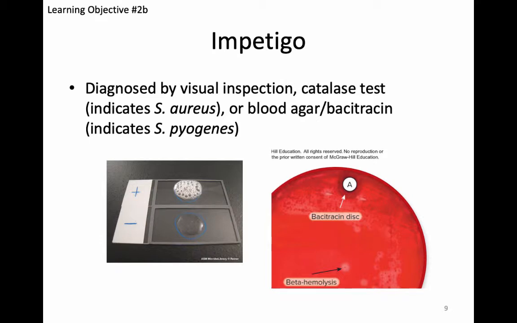Also, you can spread a swab from the wound onto blood agar, and then see if the microorganism is sensitive to bacitracin, which is an antibiotic. So the way this is done is you spread the microbe on blood agar, and then you put a paper disc, which is marked A in this figure, that has been soaked in the antibiotic, so in this case bacitracin. You put the paper disc on top of the agar where you've just spread the microbe.